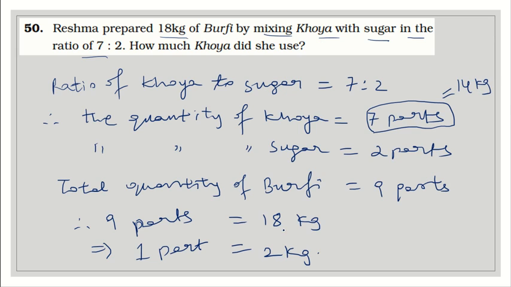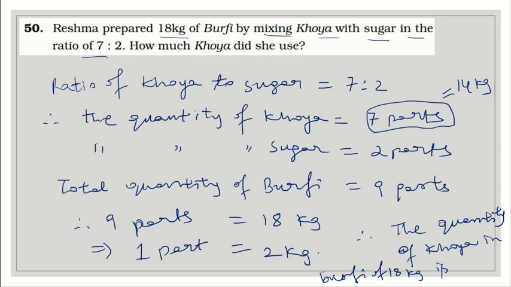So we will now write the conclusion. Therefore, the quantity of koya in burfi of 18 kg is 14 kg. This is how we will write the conclusion.